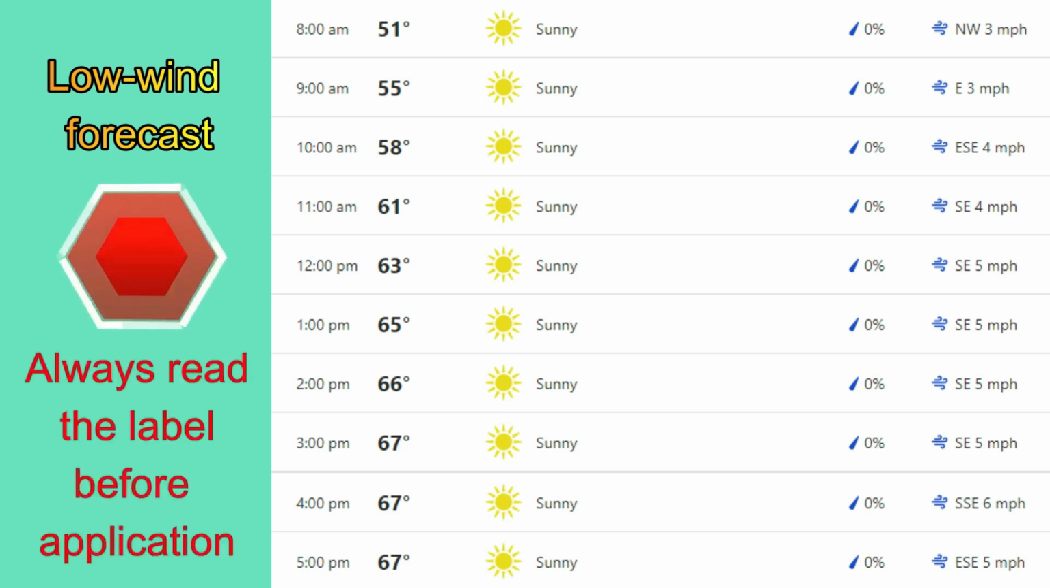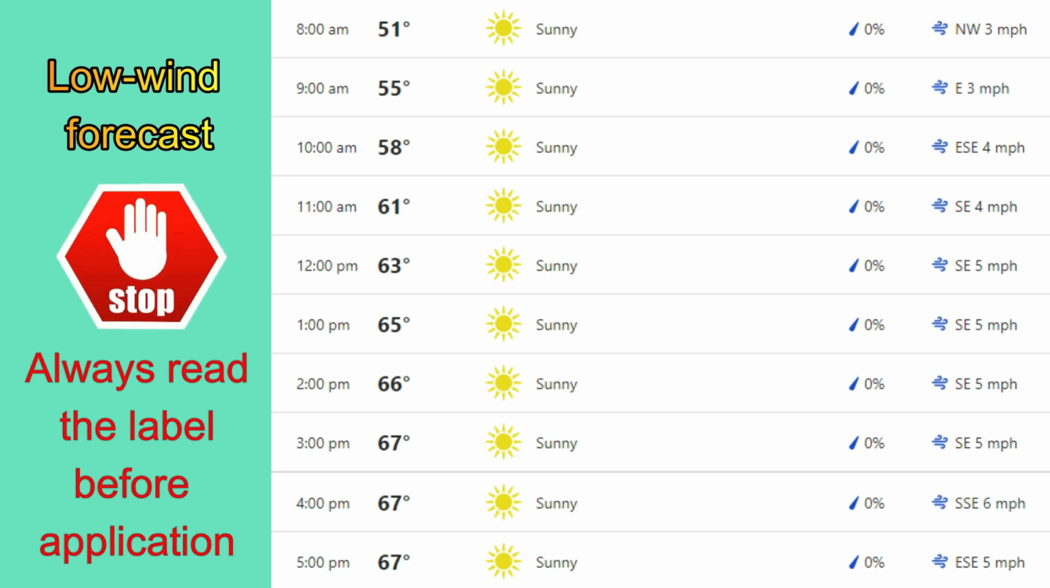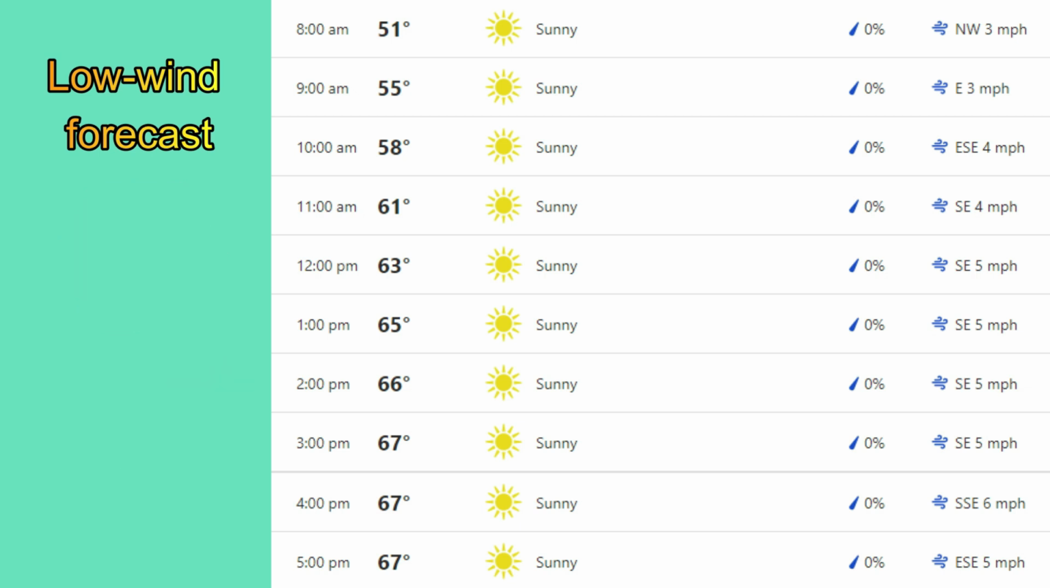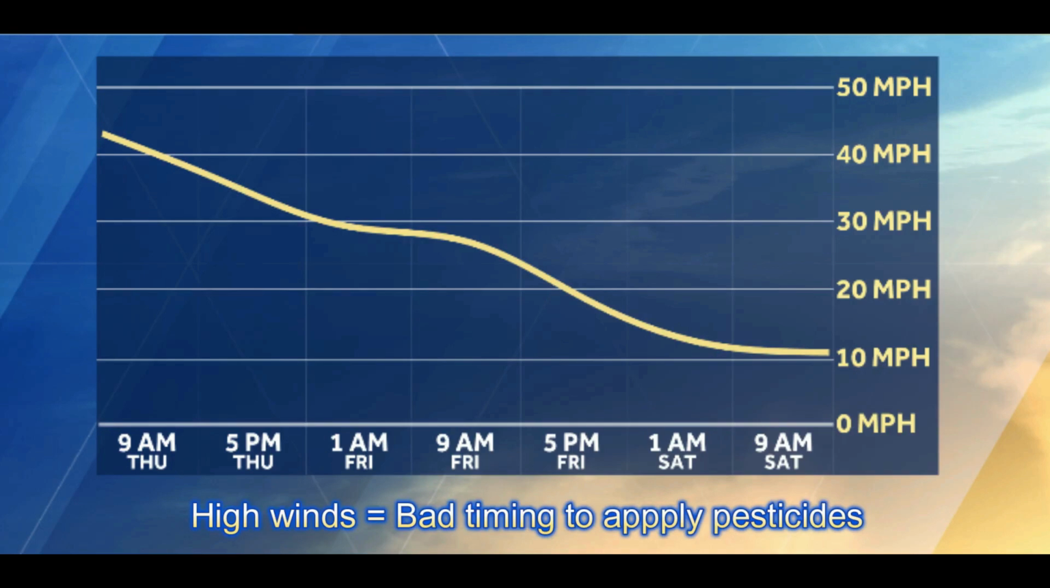Now always read the label, and obviously if you're dealing with things like dust, you could have problems no matter what type of wind there is, if there's any wind at all. But the point we're making here is if you've got a good low wind forecast, that's a great time to do your application. On the contrary, how many times have you looked and seen a forecast like this?